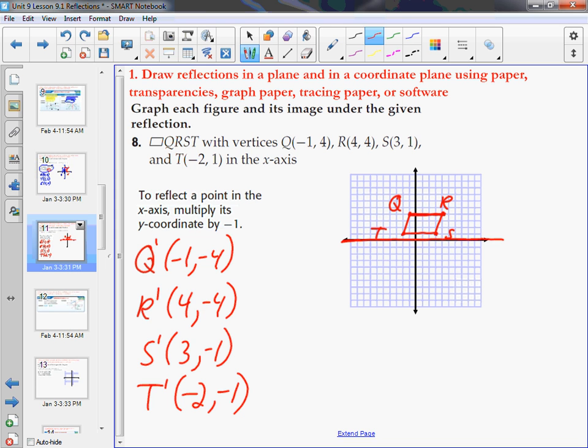So, Q prime, there, R prime is there, there's S prime, there's T prime.